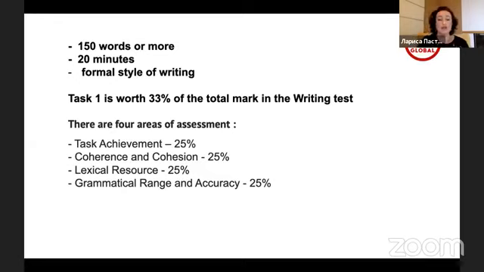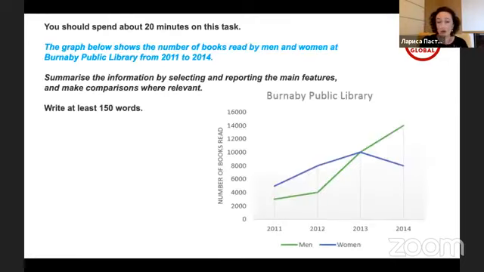So there are 4 areas of assessment. You can see them, and each of them contributes a quarter or 25% of your total score in writing task 1. So how may the task look like? This is a typical task, a description of a line graph. You can see that it consists of the question, in blue, and the instructions, in black, and the visual, which usually has a title.